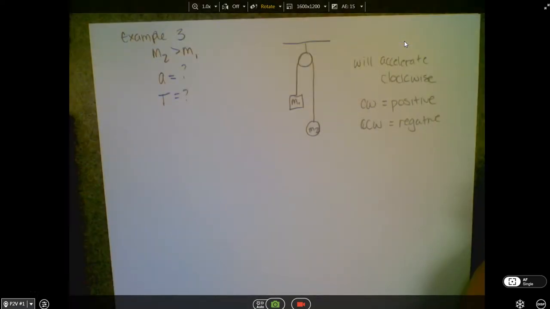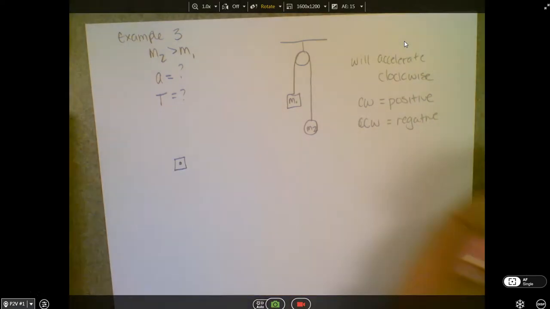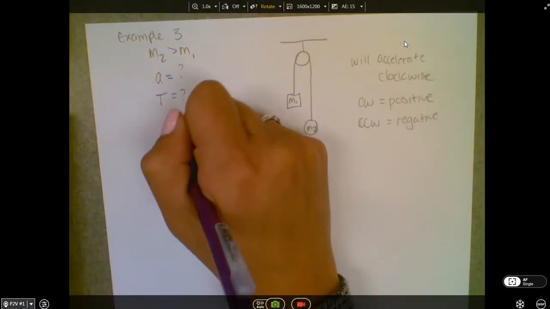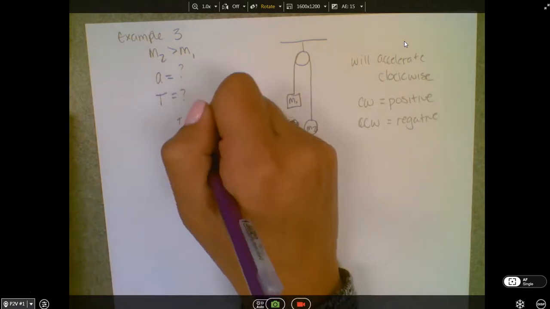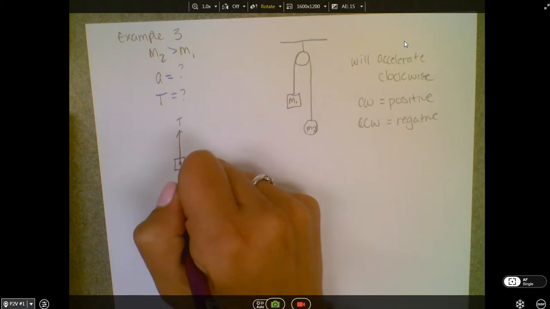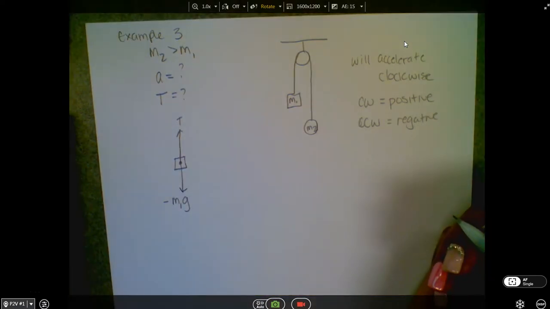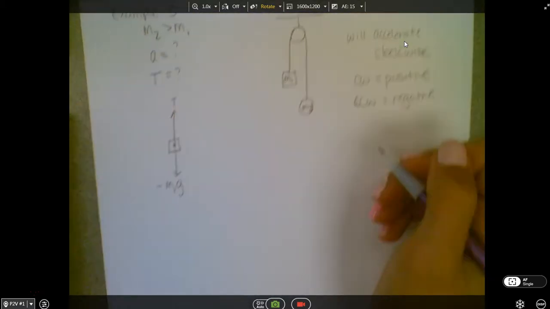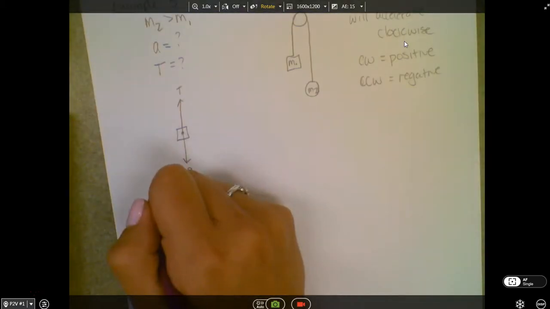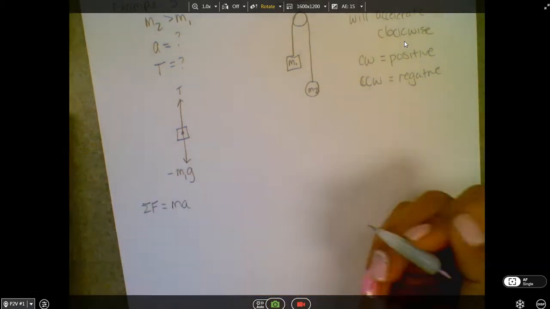I'm not really sure how to start because I have no numbers. So we're just going to go ahead and try our best. We might have to just use variables. So for M1, I have the tension working upward, and it's going to be positive because it's pulling this box clockwise. Now down, I have mass 1 times gravity. And I know that's going to be negative because it's pulling it counterclockwise. The net force equation would be, right, so the net force is always equal to MA. That's our main equation for this.